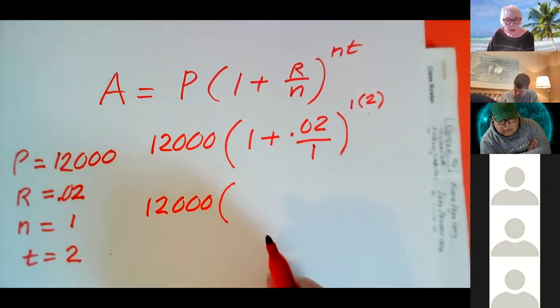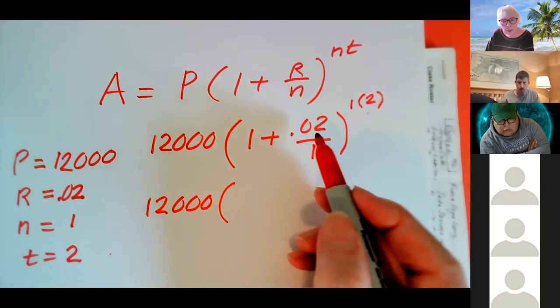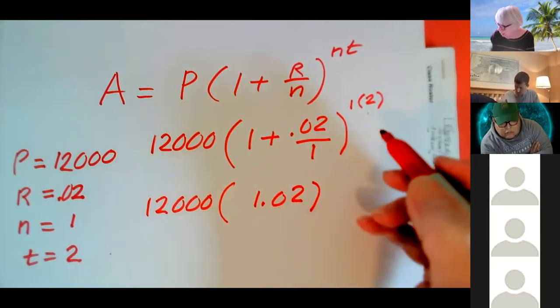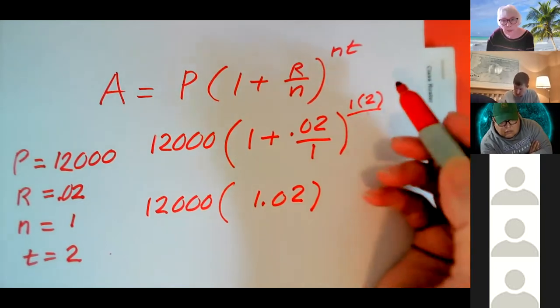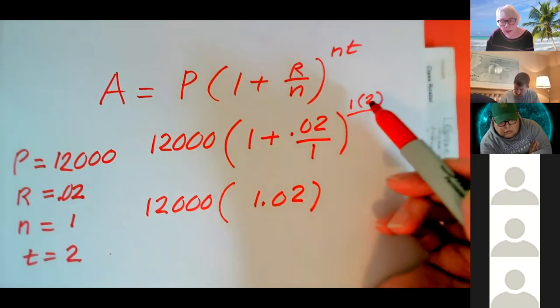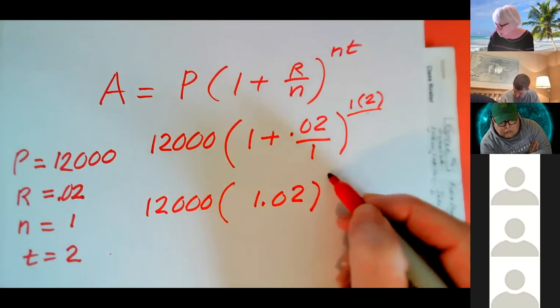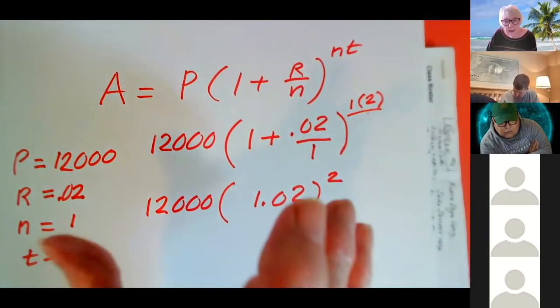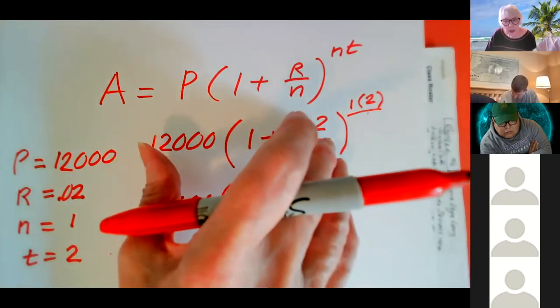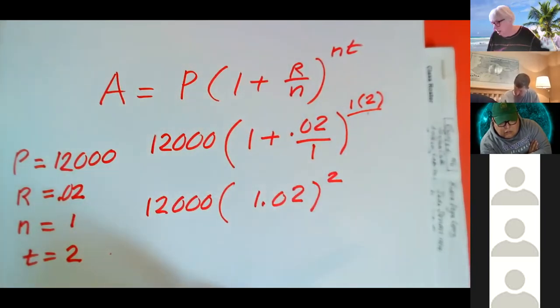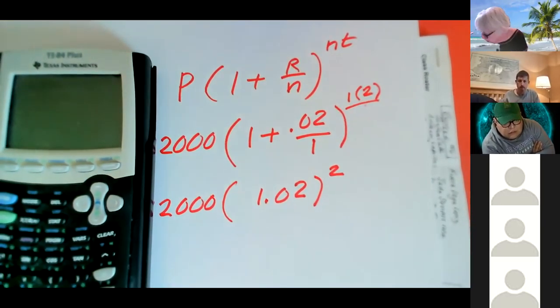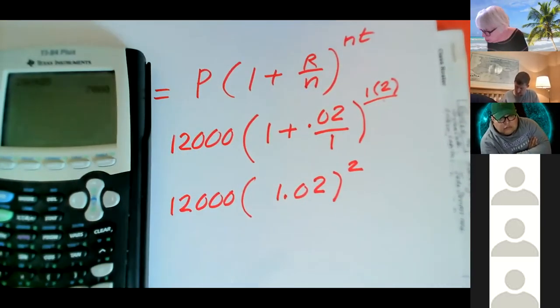And so then, see, this is the skill. So it's 1 plus 0.02 is 1.02. And then this is the exponent, this number times this number. So 1 times 2 is 2. This is then as simple as possible. Everything has been correctly inserted. And so then when you're learning to use your calculator, you're good to go.